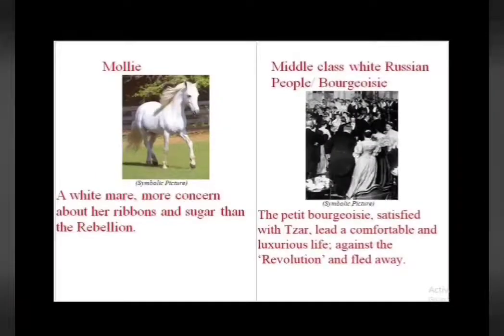Here we get a different horse character named Molly. She is a white mare, more concerned about her ribbons and sugar than the rebellion. She represents middle-class white Russian people, or the bourgeoisie. The petty bourgeoisie, satisfied with the Tsar, led a comfortable and luxurious life, were against the revolution, and fled away.